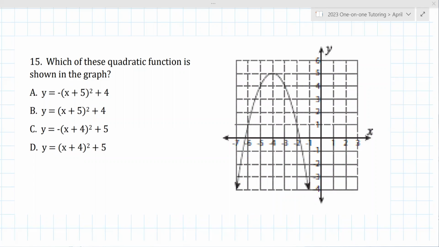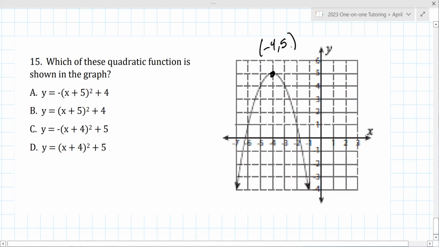B. All right, sorry, I was just looking at this. You say it's B. Does this graph open up or down? Down. Okay, so its vertex, though, is at -4, 5. Does that change your answer at all?